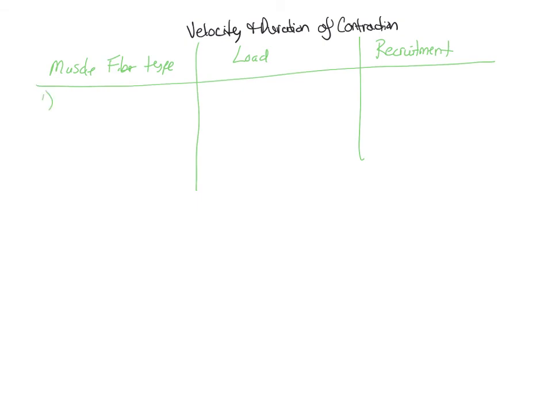All right, let's talk about velocity and duration of these muscle contractions. I've got three major components: muscle fiber type, load, and recruitment. And this is kind of a review of some of the other things we've looked at. It kind of makes sense the way this is working. So with the muscle fiber types, you're talking about that white meat and the dark meat. So slow oxidative, fast oxidative, and fast glycolytic.